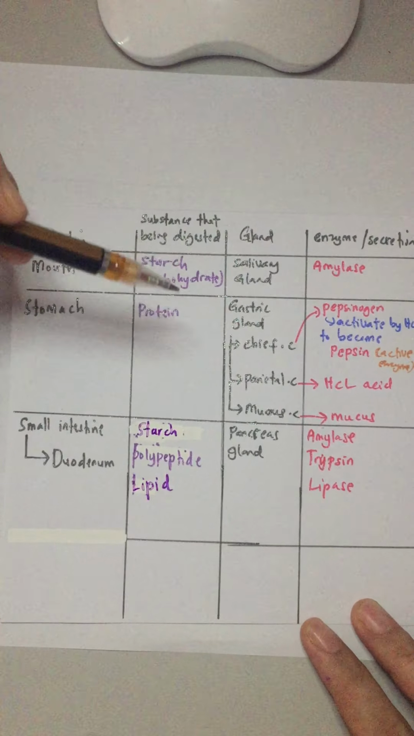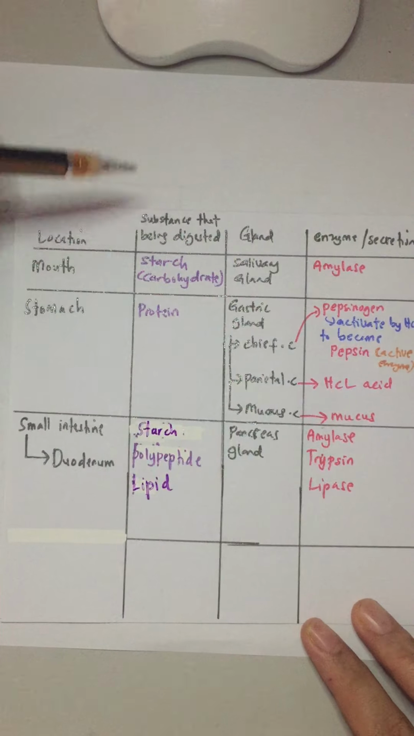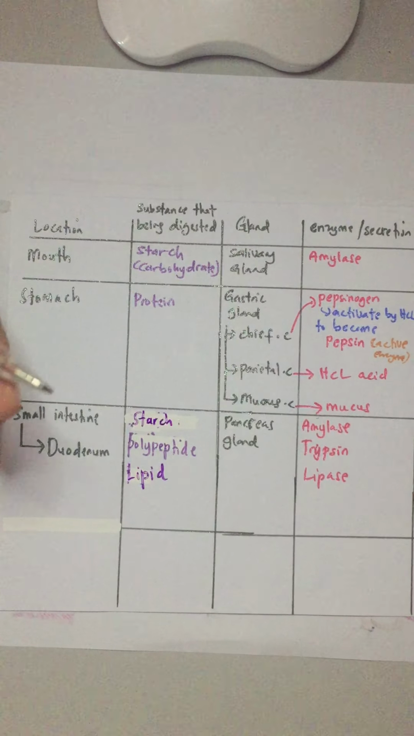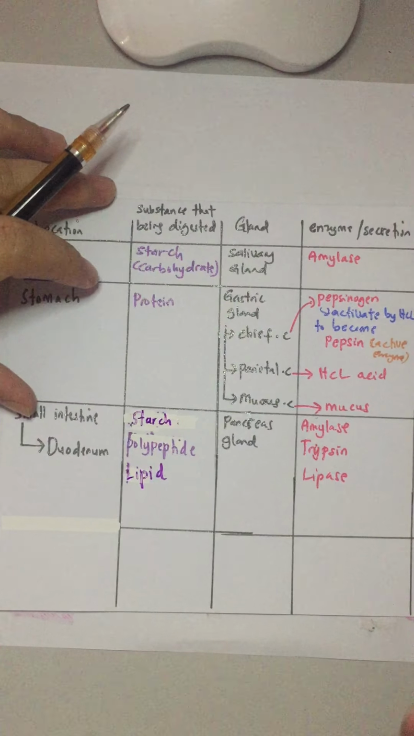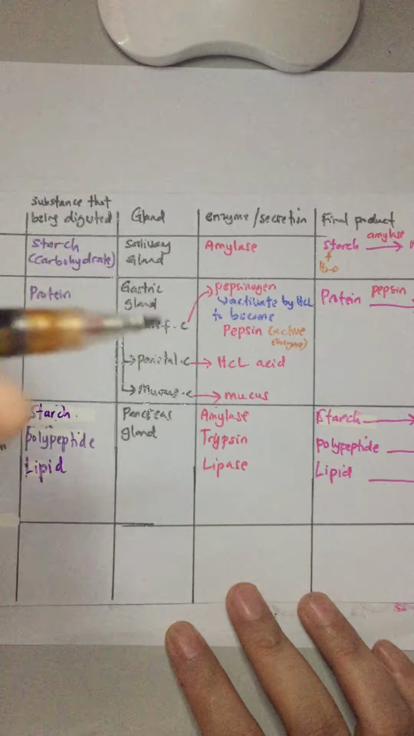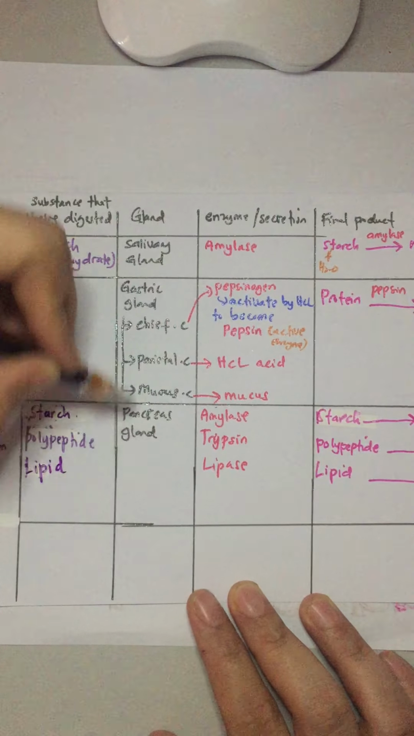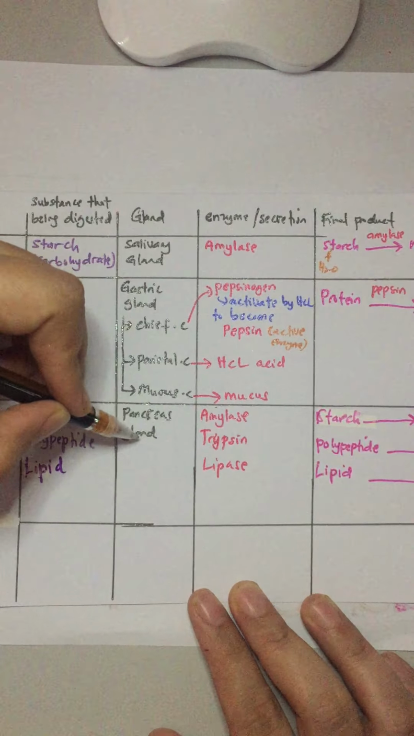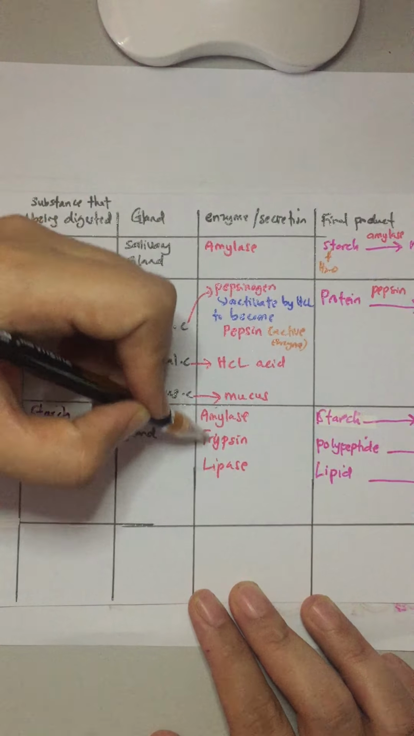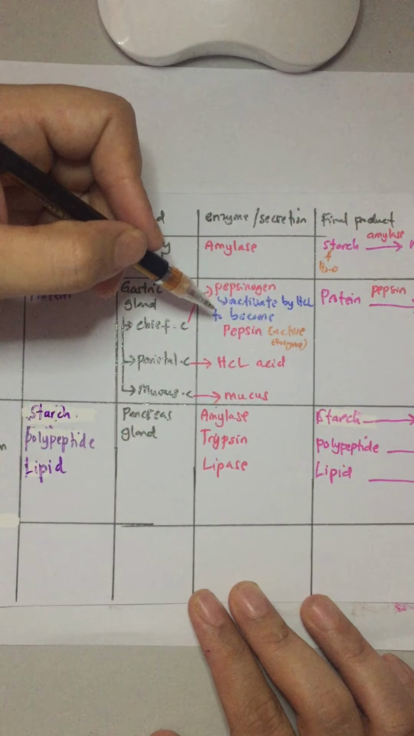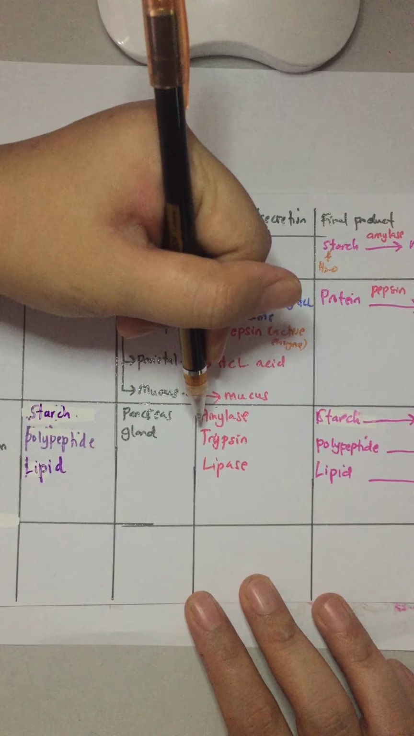Okay, lipid. Lipid pula, this is the first time dia kena digest. Before this, in mouth and stomach, there is no digestion for lipid. Sebab there is no enzyme that exists to digest the lipid. Okay? So, this is the important part. Pancreas gland. Pancreas gland ni dia rembes 3 enzymes that are responsible to, okay, let's look here, responsible to continue the digestions.